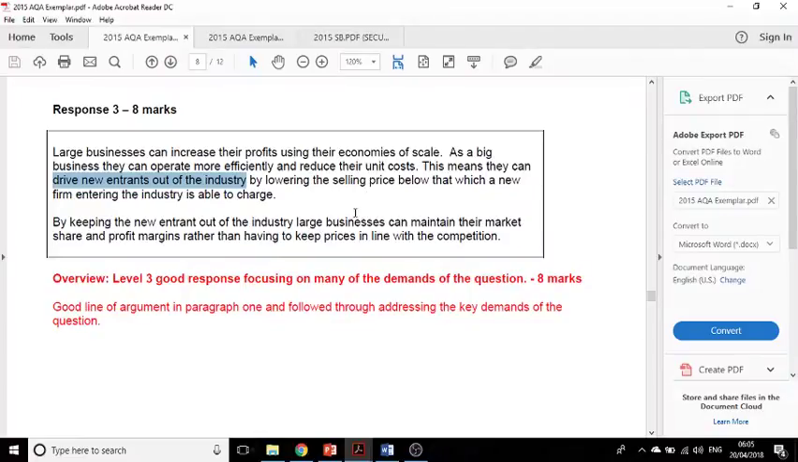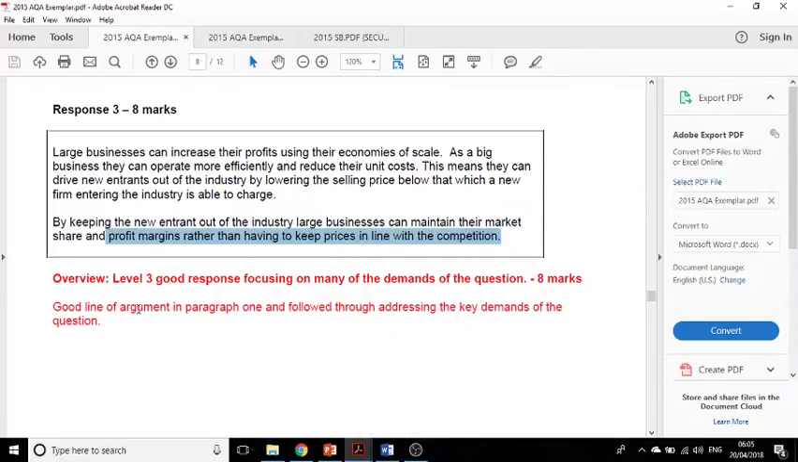By lowering the selling price below that which a new firm entering the market is able to charge, by keeping the new entrant out of the industry, large businesses can maintain their market share and profit margins rather than having to keep prices in line with competition. So it's very much in focus. Now, I would encourage my students certainly to make 2 points in a question. AQA here have given this student 8 marks for writing what I think is 1 point, which is basically how economies of scale become a barrier to entry and drive new entrants out of the industry.